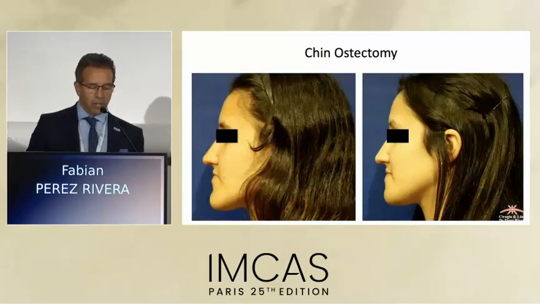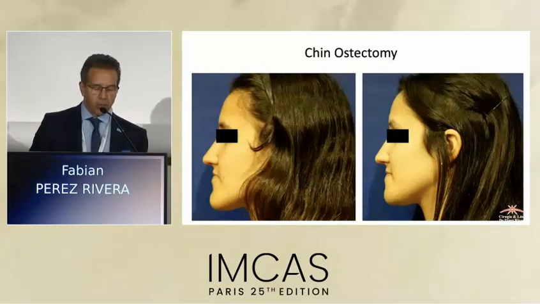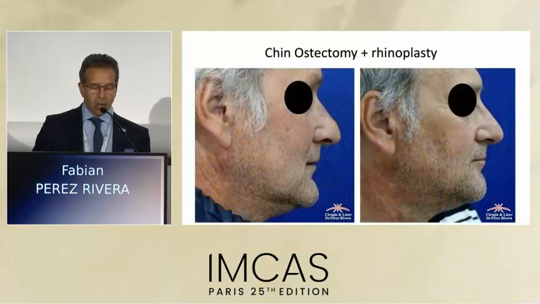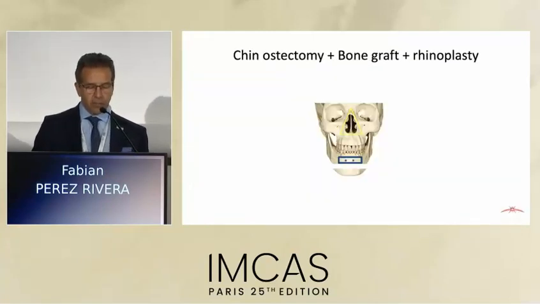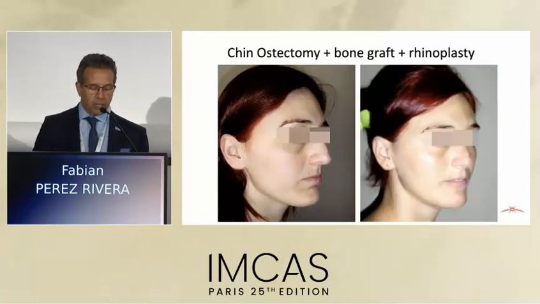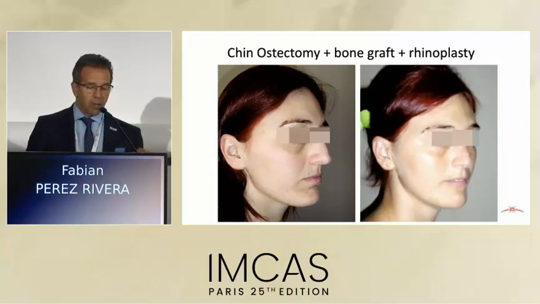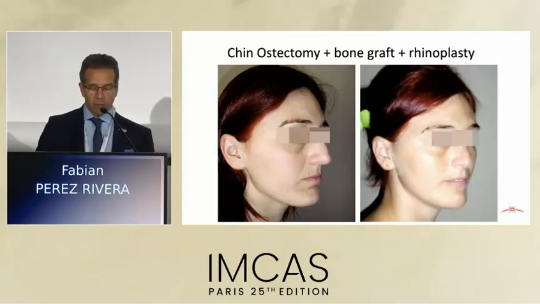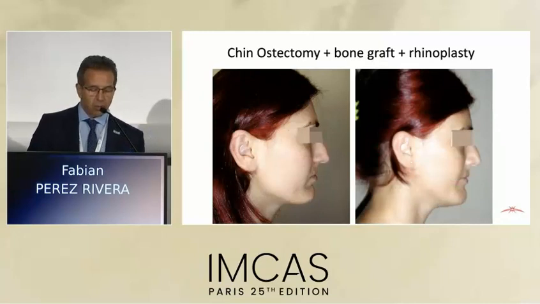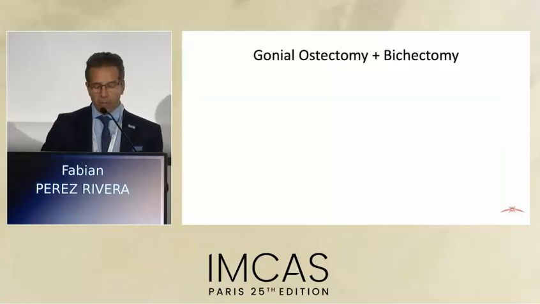Another case with a real protrusion of the chin. And again, here I add a rhinoplasty and chin ostectomy. A difficult case: I want to show you in which cases I add a bone graft. As you can see here, it is a weak chin, a real weak chin, in which one part of the ostectomy I use as a bone graft to have this great result in the profile view.